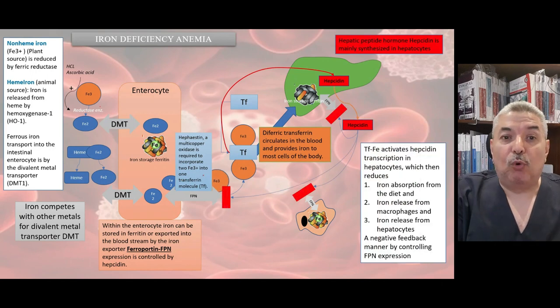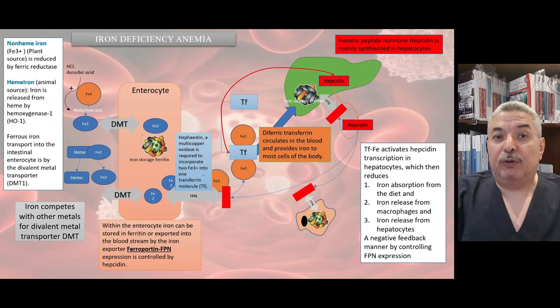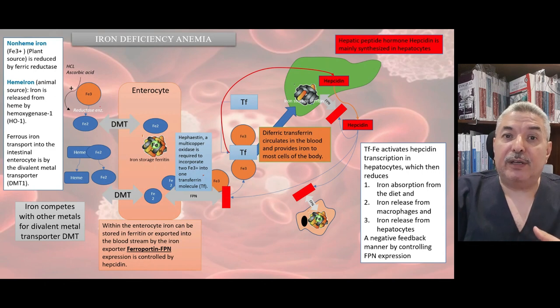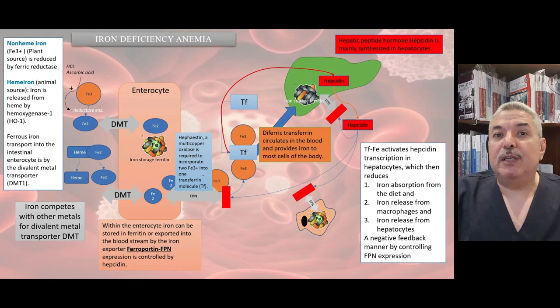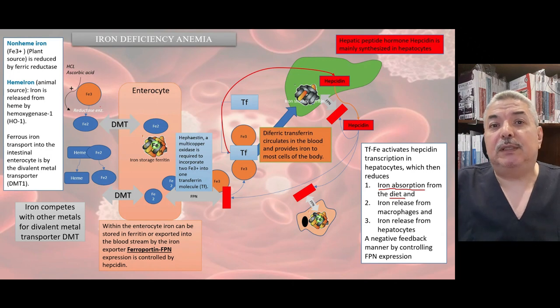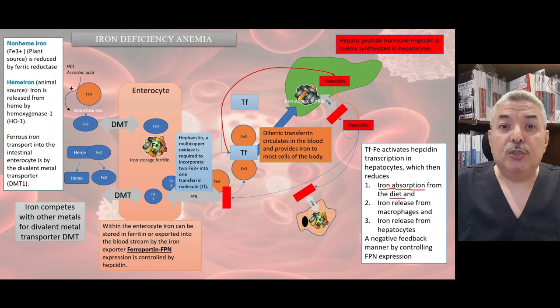Hepcidin is a peptide hormone which comes out of the liver, and it inhibits ferroportin. It inhibits enterocytes from releasing iron into the circulation. It inhibits the hepatocytes from releasing iron into the circulation, and it inhibits the macrophages from releasing their recycled iron content. The use of the stored iron is inhibited by hepcidin. It cannot be transported to the circulation.